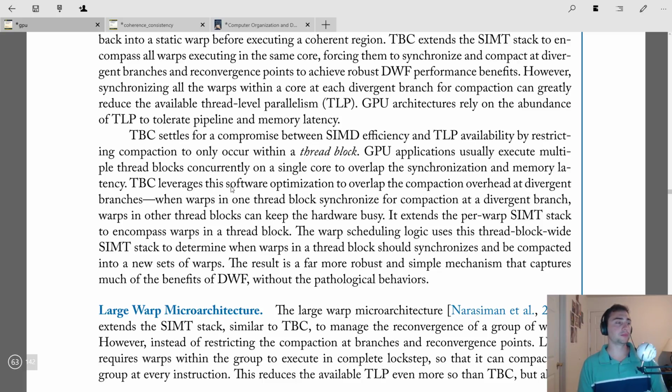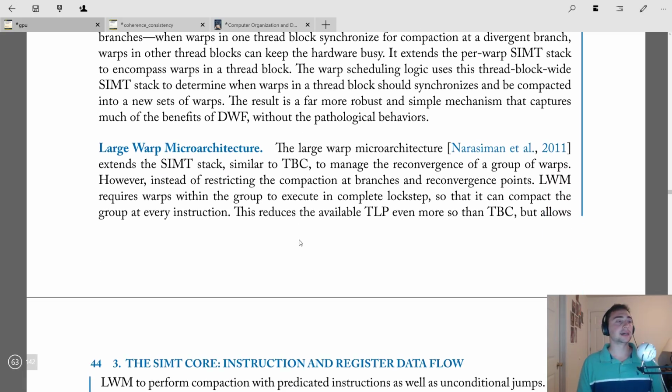So TBC is basically leveraging this software optimization to overlap the compaction overhead at divergent branches. When warps of one thread block synchronize for compaction at a divergent branch, because we have another thread block there, that other thread block can make forward progress at the same time. So it extends the per warp SMT stack to encompass warps in a thread block, right? So instead of per warp, again, it's extending the scope of the SMT stack.